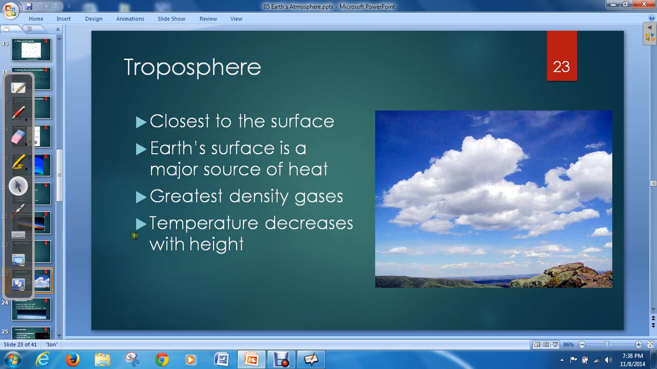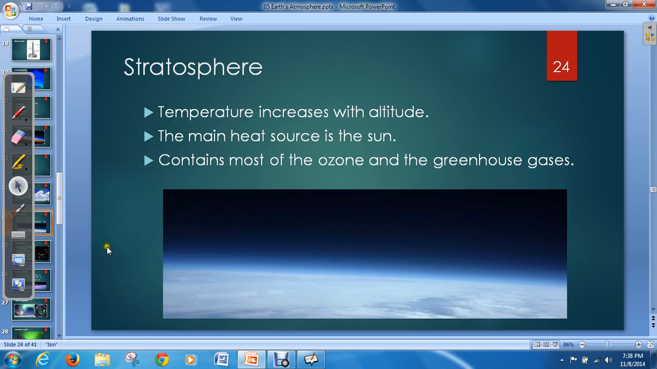And then its temperature decreases with height. That also makes sense because if the Earth is its heat source, then the further away it gets from the Earth, the cooler it's going to be. So that's the troposphere. Then there's the stratosphere.